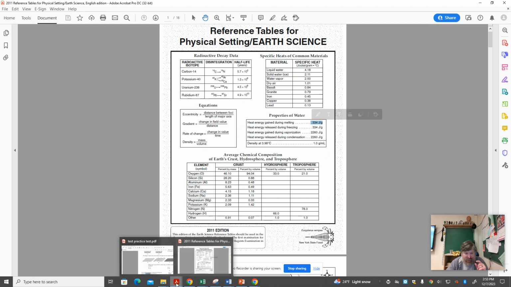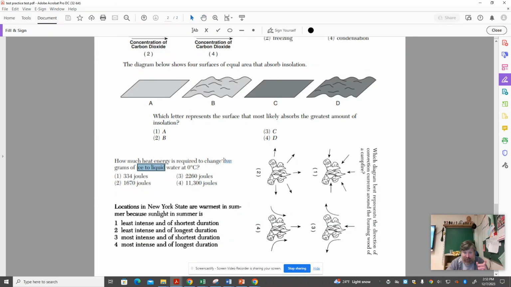This question is ever so slightly meaner because they said 5 grams. So it's that 334 off the reference tables, which will be the answer tomorrow, times the 5 grams, which ended up being 1670.